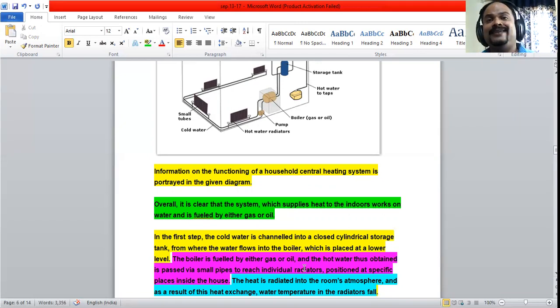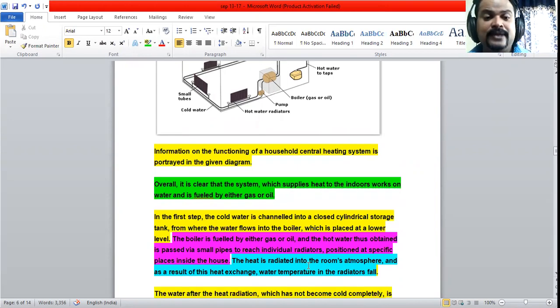When we turn on the central heating system, the radiators will exchange the heat and the cold. So the radiators become cold simultaneously. They absorb the cold air from the room, so the water temperature in the radiators falls.